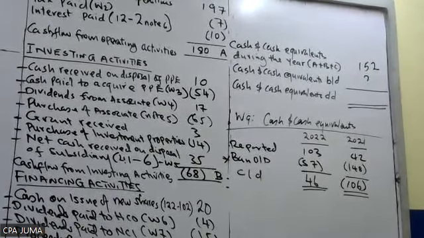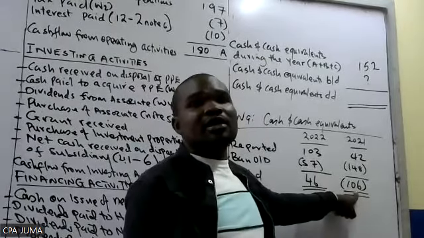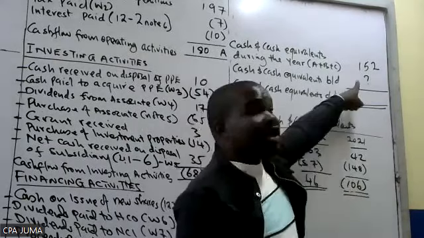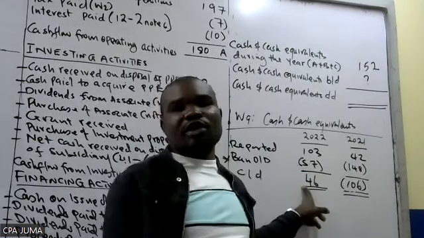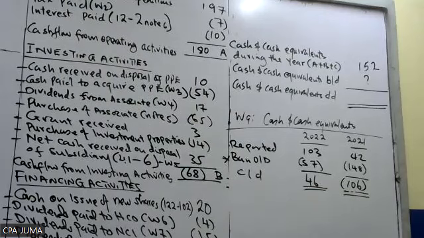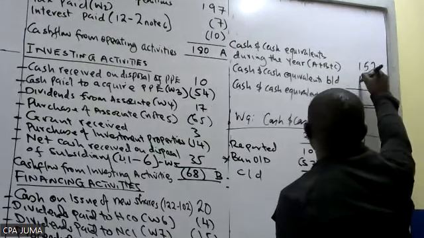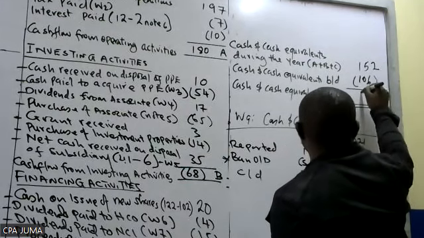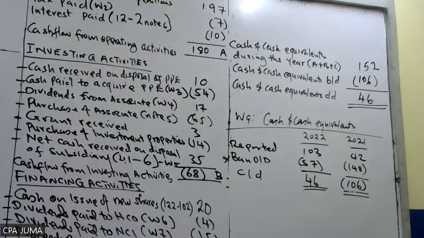So that is the checkpoint. This is the cash and cash equivalents at the beginning. If you take 106 here, with the 152, it should give you this answer if you are accurate. Please counter-check for me. So you bring 106 negative, then you get 46. So that is very accurate.